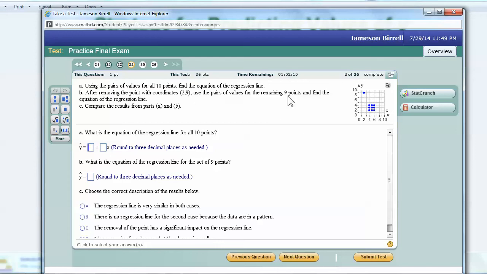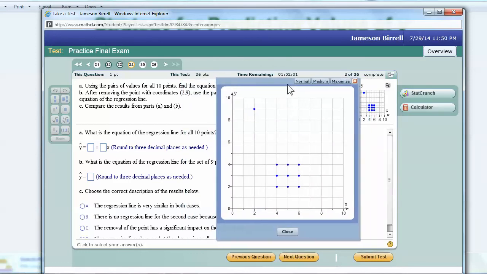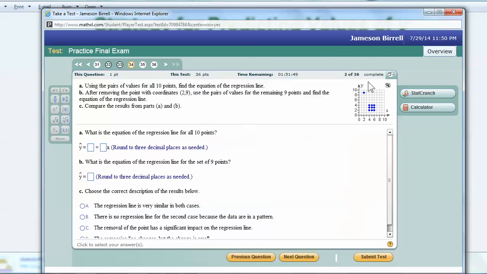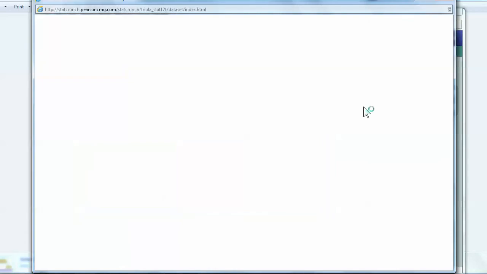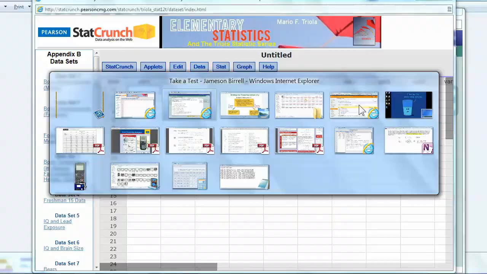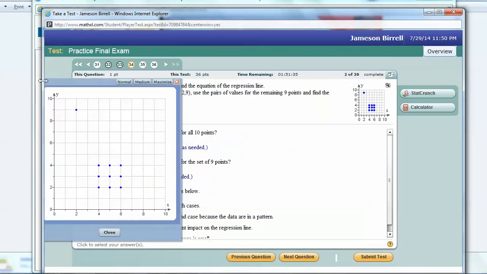So you're going to remove that one and then run the same stuff with the 9 points and see what happens, and then compare. So let's do it. Let's see. Oh, I've actually got to put them in. Okay, I'll do that. So let me open StatCrunch. And I'm not going to make you watch all the steps. Okay, I think I can put these together.